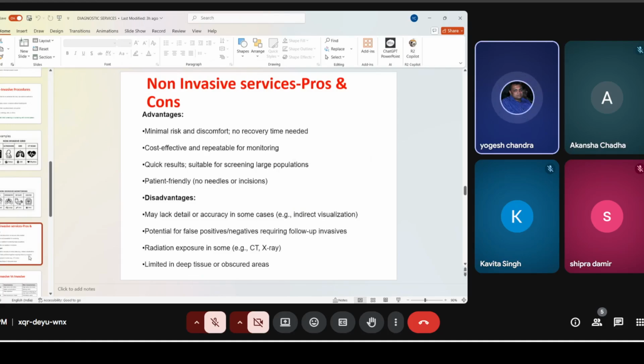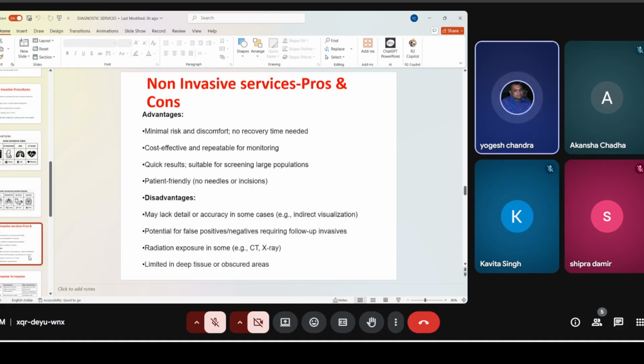Okay. Then what may be the disadvantage? It may not be giving full detail or accuracy in many cases. Potential for false positive or negative requiring follow-up invasiveness. Sometimes whatever test you are doing, it may not be giving the correct result. There are chances of false positive and there are chances of false negative also. Okay, what is a false positive? When there is no disease, but that particular diagnostic tool is giving a positive result. And sometimes there is a disease, but your system is giving a negative result.